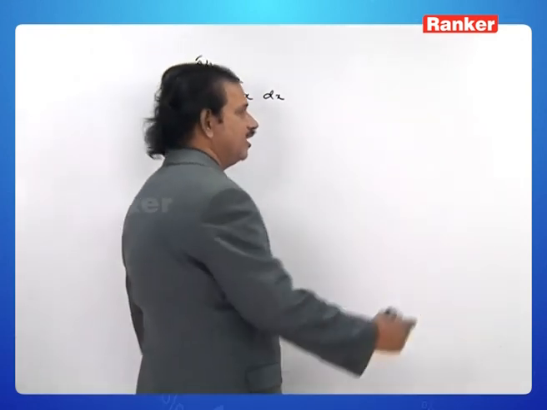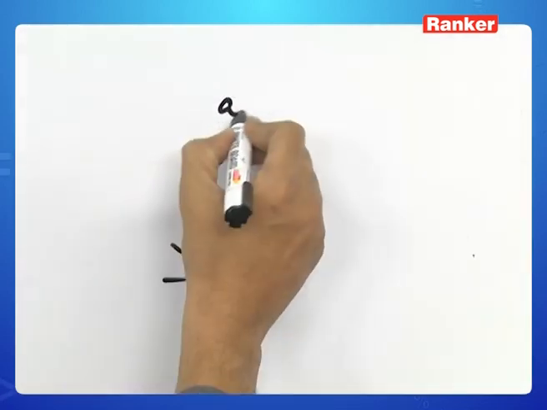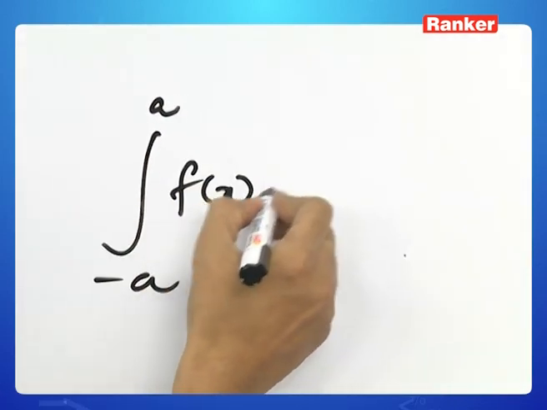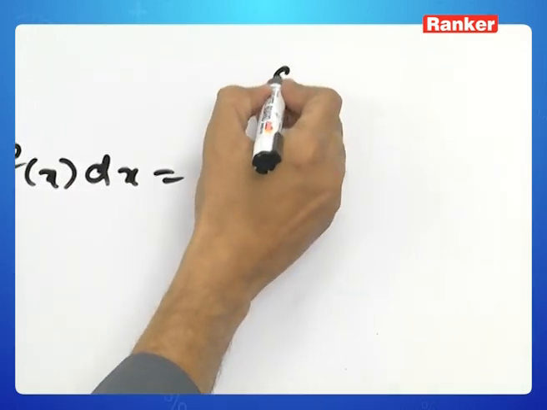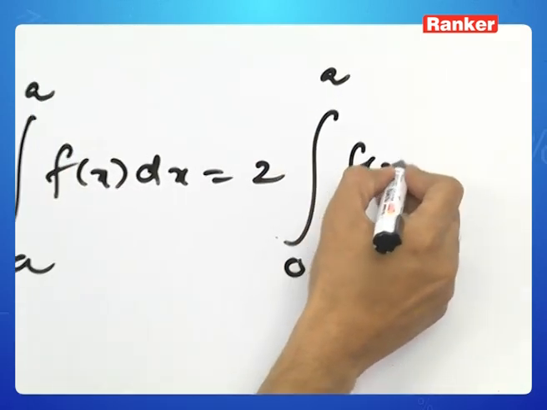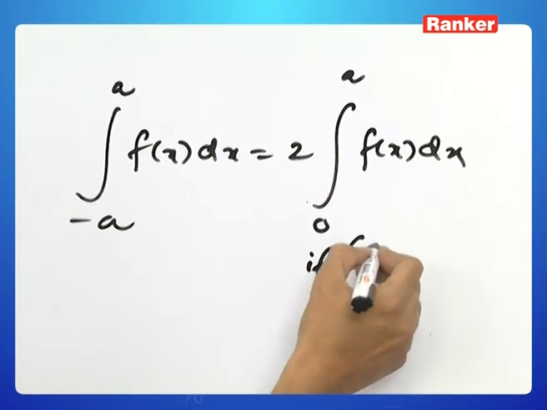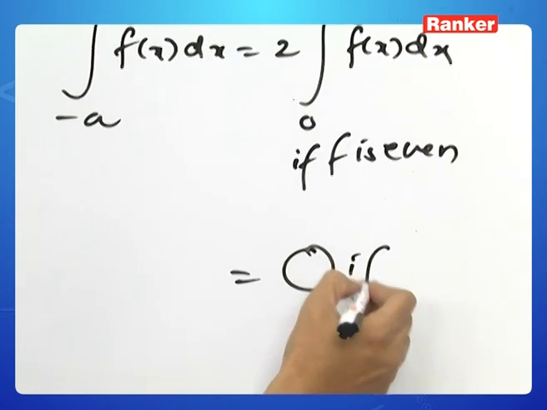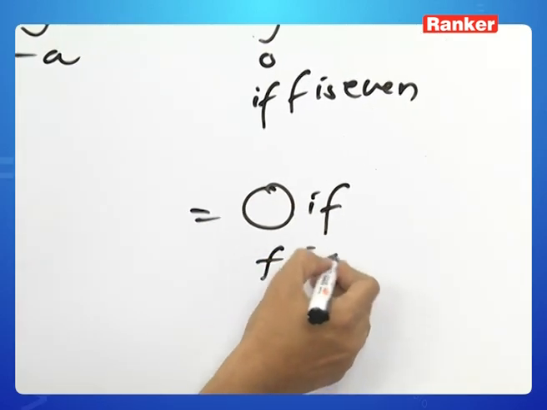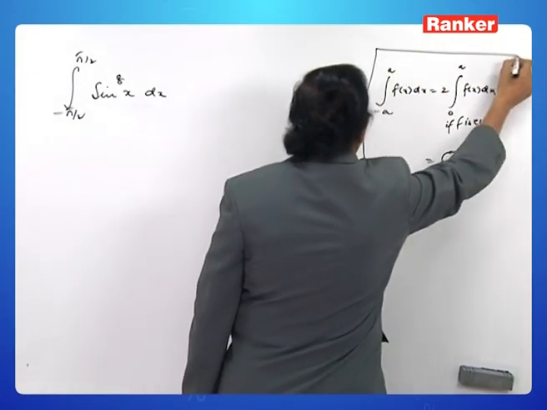Therefore, let us recall this formula. Integral minus a to a f of x dx is equal to 2 times integral 0 to a f of x dx, provided f is even, and is 0 if f is odd. I think you could have recollected the formula.